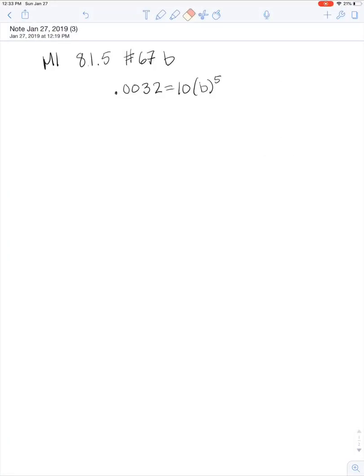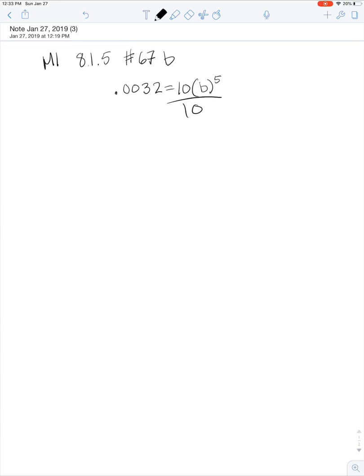Okay, so we're going to talk about number 67b today and how we're going to solve this using our calculator. So the goal is to solve for our multiplier because we don't have 2 points in a row, so we can't just divide to find out what it is. So we need to do some slightly more complicated math. But as always, the goal is to isolate this b, so step 1 would be to divide by 10.